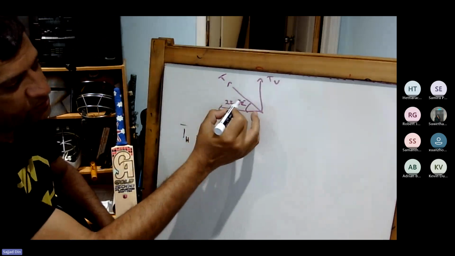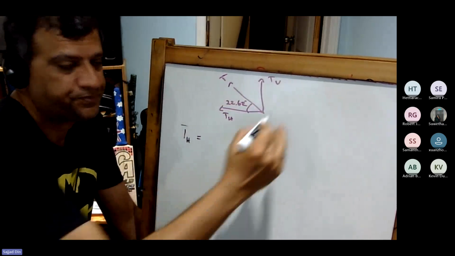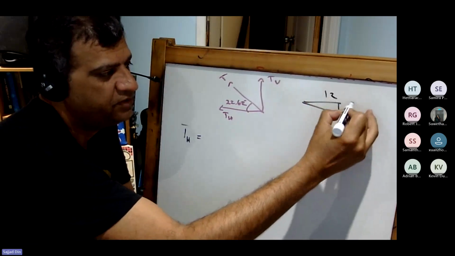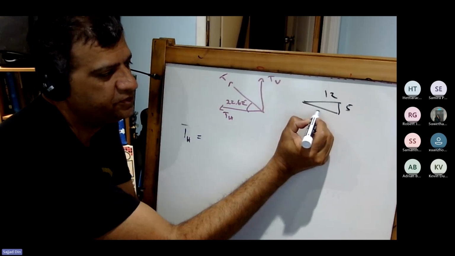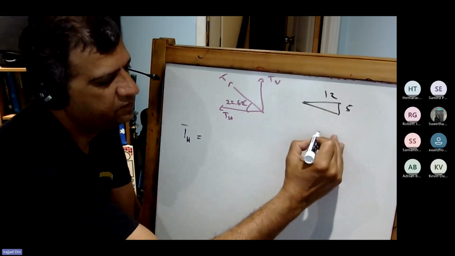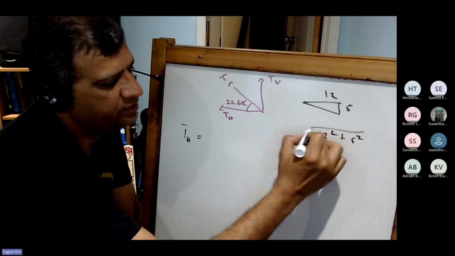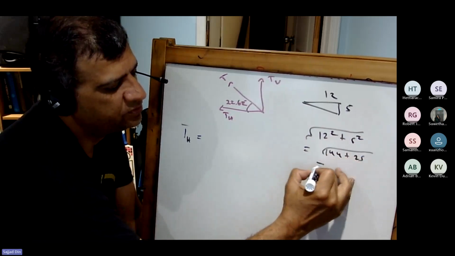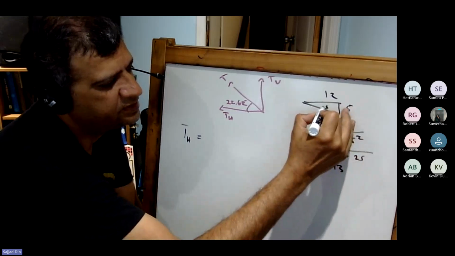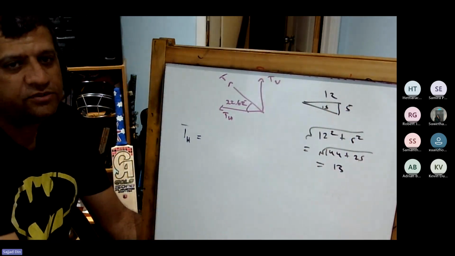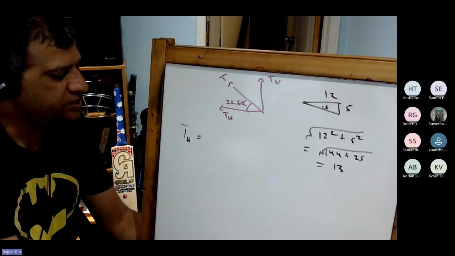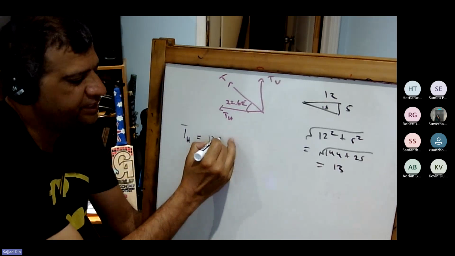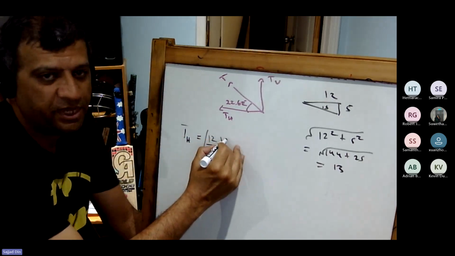And so the ratio that I want you to use in this case to get TH is 12, 5. Remember, if this is 12 and 5, this is going to be the square root of 12 squared plus 5 squared. What does that give us? 144 plus 25, square root, which is equal to 13. So this is 13. So in order to determine TH, we're going to use ratios. TH is going to be 12 by 13 multiplied by 15.